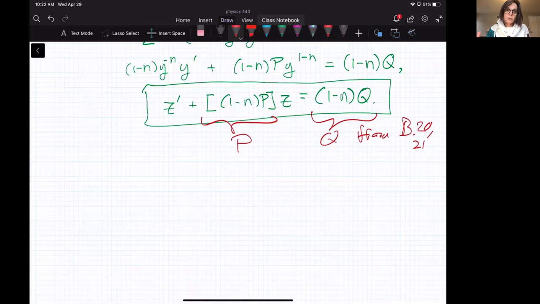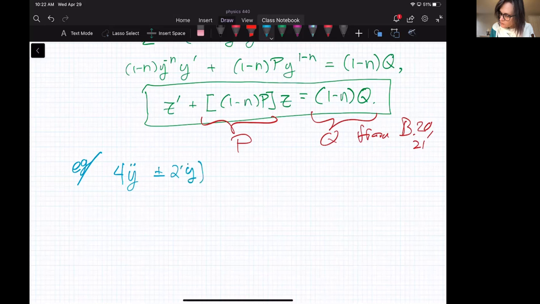It's actually an interesting example in that it seems simple and complex at the same time. I don't know if that makes sense. Let's look at this equation. I got a couple of examples, but I think this one will work best. 4y double dot plus or minus 2y dot squared plus y is equal to 0.